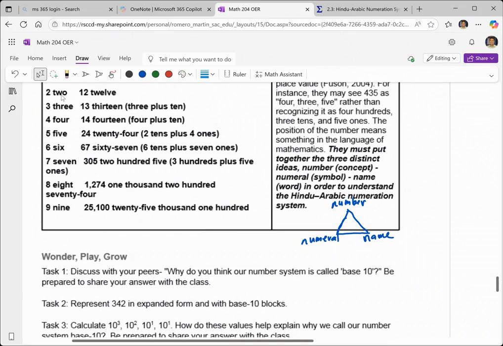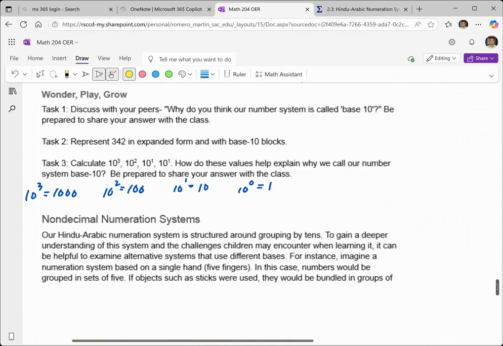An important topic right here, let me highlight it. Our students, the children, must put together 3 distinct ideas. Number is the concept, the numeral is the symbol, and then the name, in order to understand the Hindu-Arabic numeration system. All of these need to come into play when doing that.